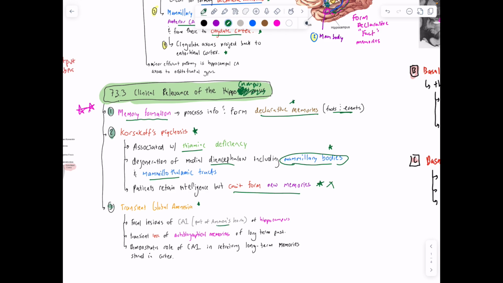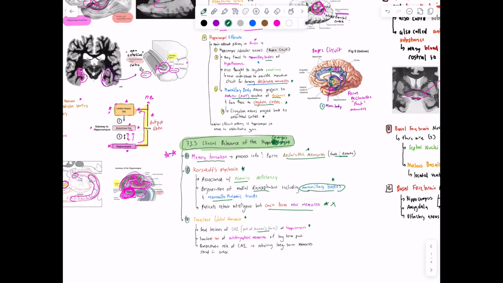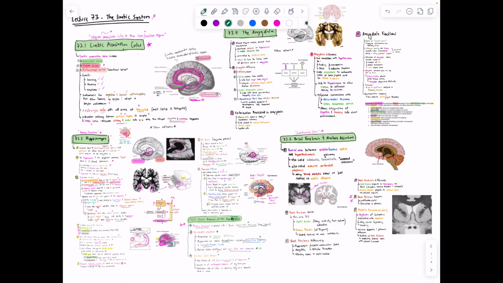All right, and then finally we have transient global amnesia, and these are lesions of part of Ammon's horn, CA1 of the hippocampus, and you have transient loss of autobiographical memories of the long-ago past. So long-term memories get lost if you have damage to Ammon's horn.